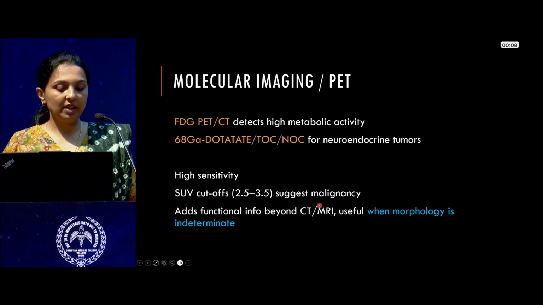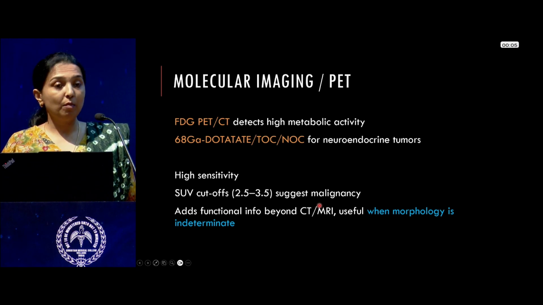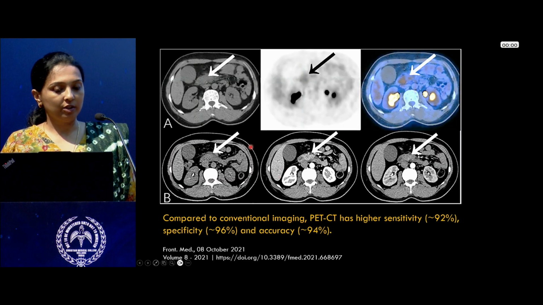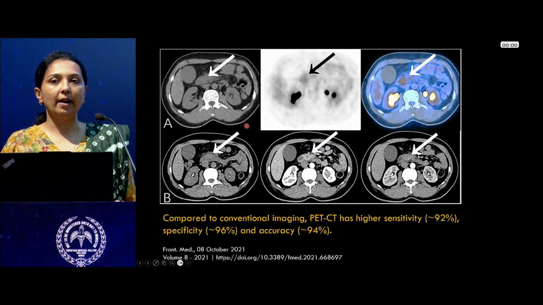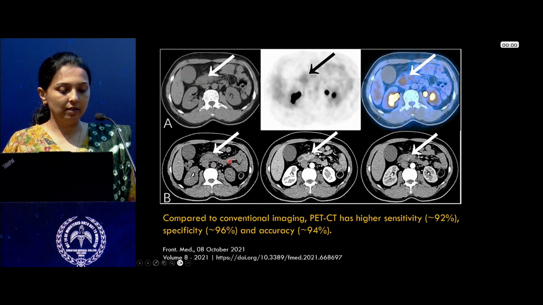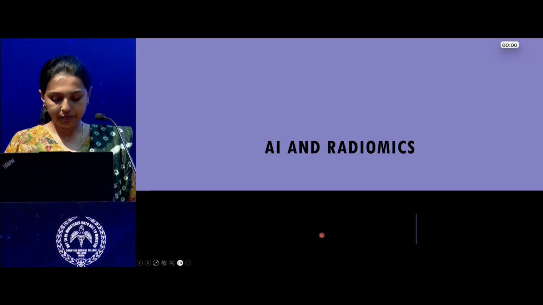So beyond the morphological information, it gives us functional information as well. Just to demonstrate, this was a patient who had abdominal pain and jaundice, and the CA 19-9 level was elevated. Now on regular contrast-enhanced multiphase CT, we do not see any hypo-enhancing area in the head of the pancreas, but on PET-CT we can see this area of uptake, and this turned out to be a ductal adenocarcinoma. Compared to conventional imaging, PET-CT has higher sensitivity, higher specificity and accuracy.